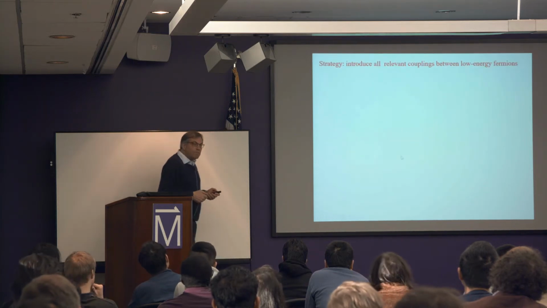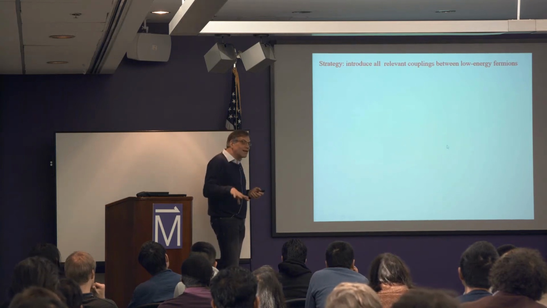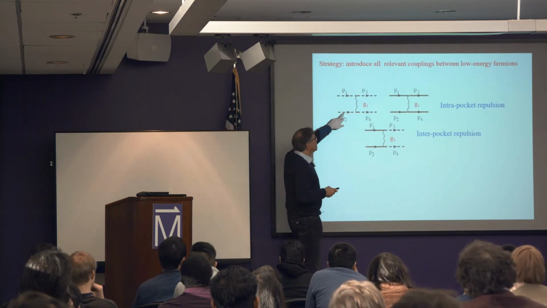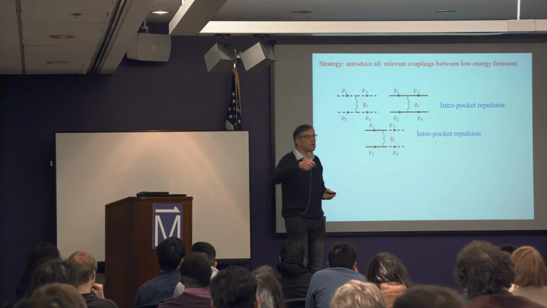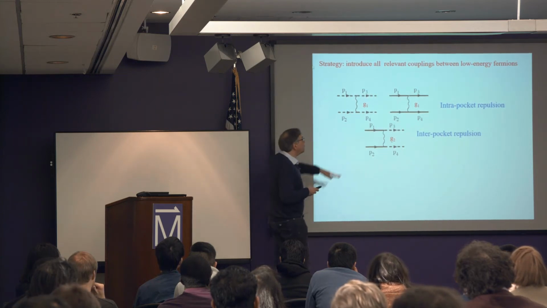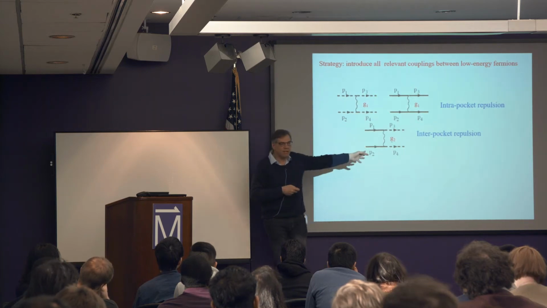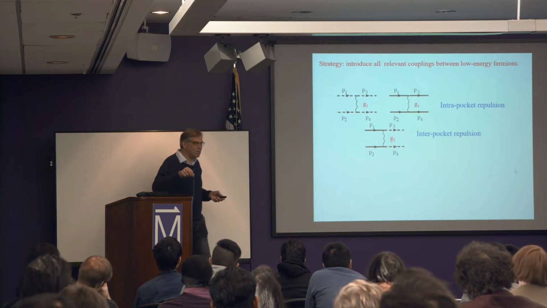What will we have to do? We have to introduce all relevant couplings, all relevant interactions between fermions. Two of them you already know. The dashed line and the solid line here are just fermions close to the hole pocket or close to the electron pocket. And two of these interactions are our g1 and g2, which I have already repeated today ten times: interaction within a pocket, or pairing interaction between pockets.